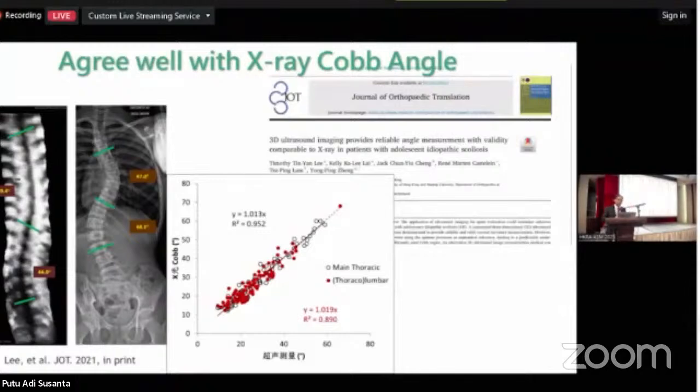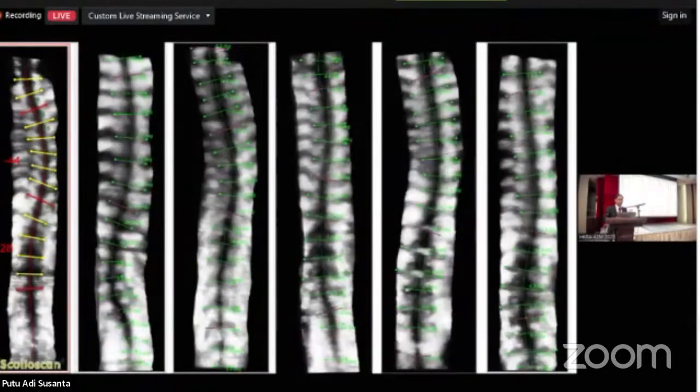So now we have developed a lot of things, and this is one of them, that is automatic measurement. So now we can conduct automatic measurement completely by deep learning. So in this model, we trained around 2000 images.